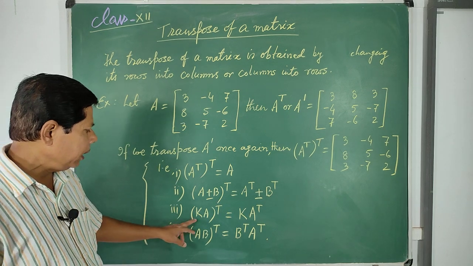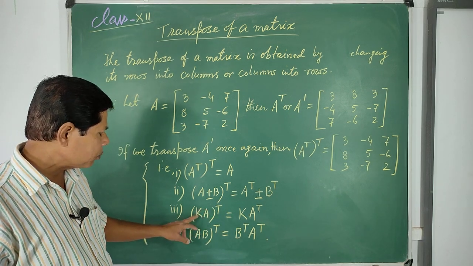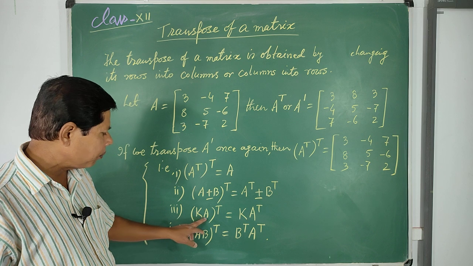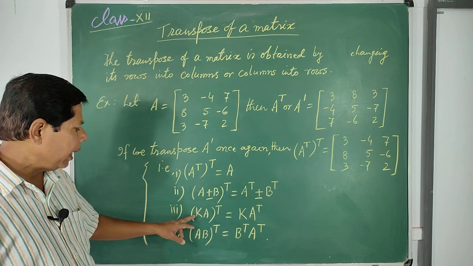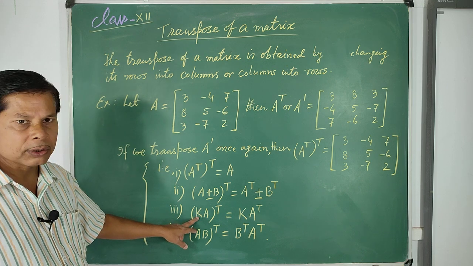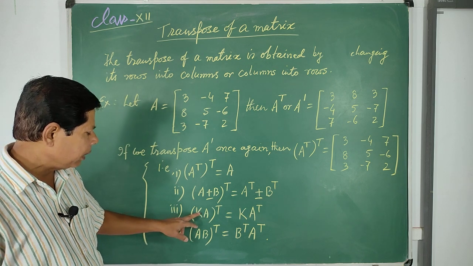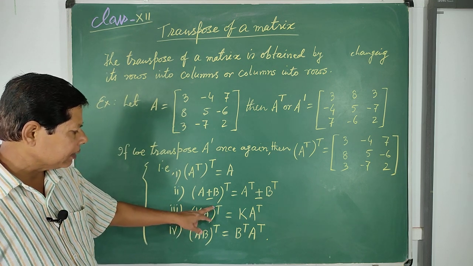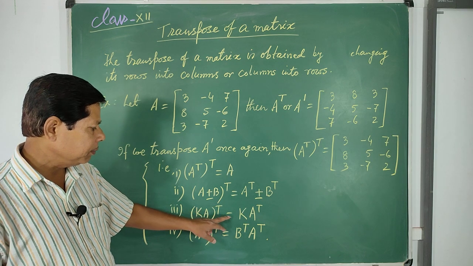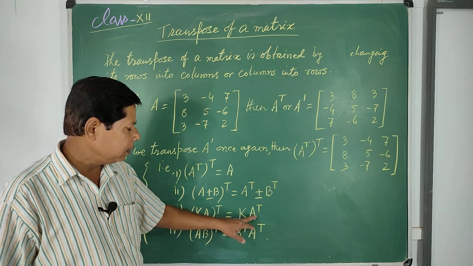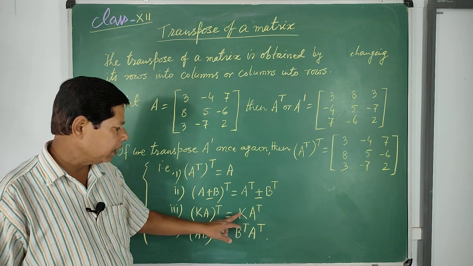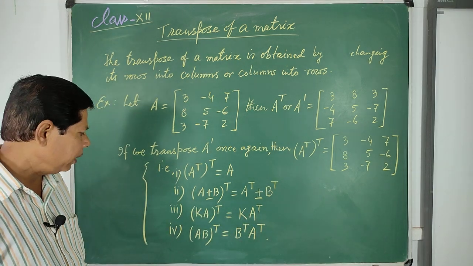Third is (KA)^T, the transpose of the scalar product of a matrix. A is a matrix of any order and K is a scalar, a constant number. If K is multiplied to that matrix and the transpose is taken, then that must be equal to K into A^T. So, the transpose of A is taken and multiplied by the scalar K.